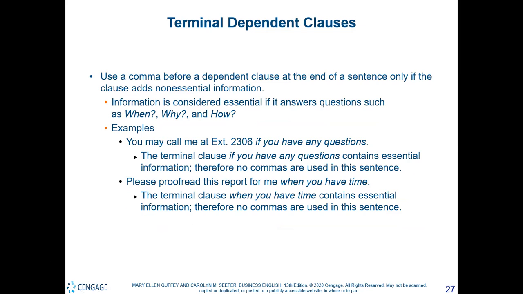Terminal dependent clauses. Use a comma before a dependent clause at the end of the sentence only if the clause adds non-essential information. Information is considered essential if it answers questions such as when, why, how. Examples: You may call me at extension 2306 if you have questions. The terminal clause, if you have questions, contains essential information. Therefore, no commas are used in this sentence.